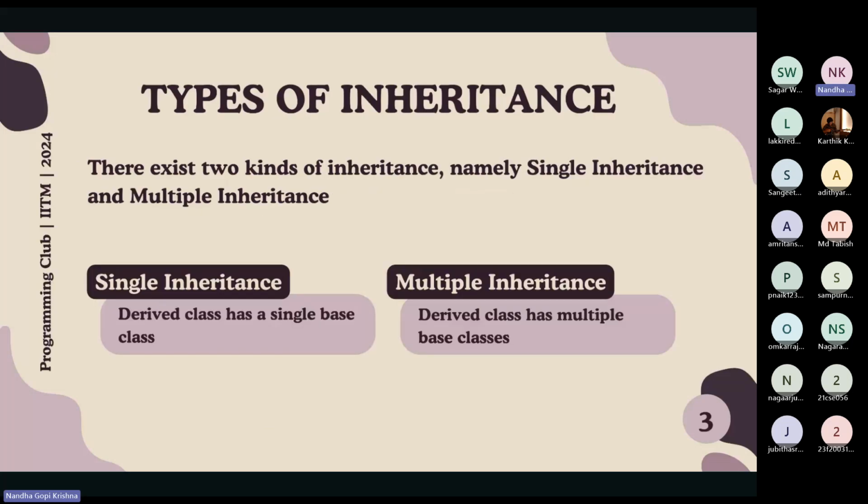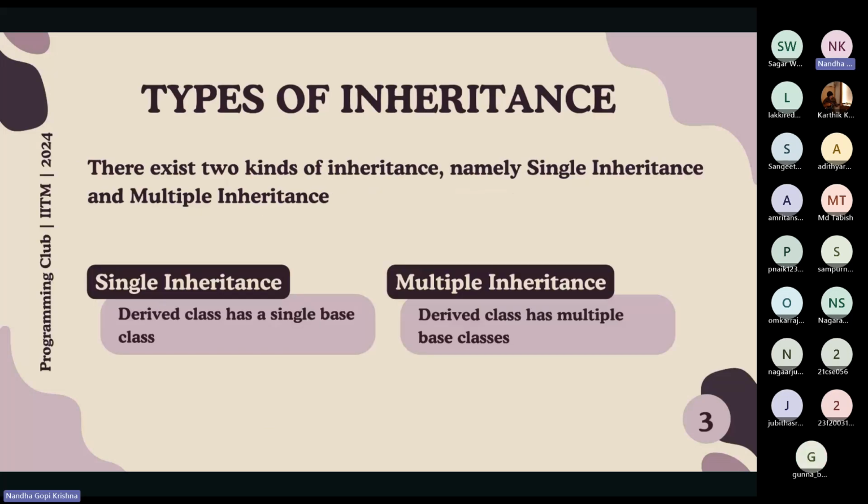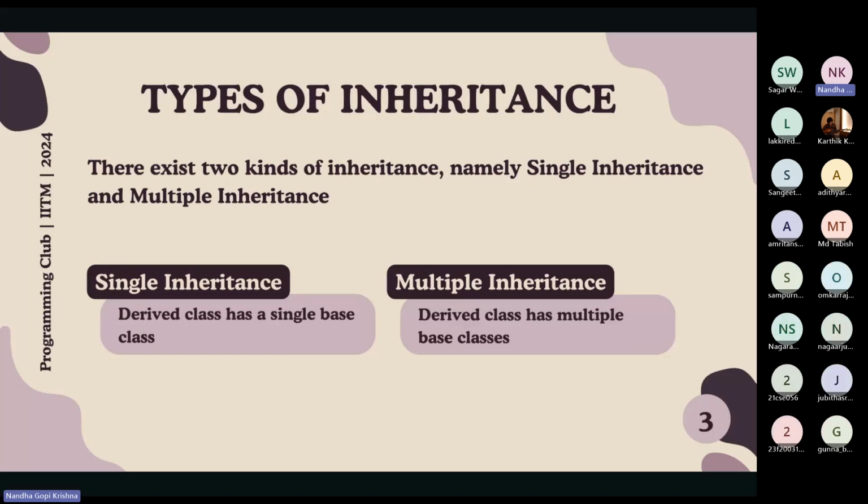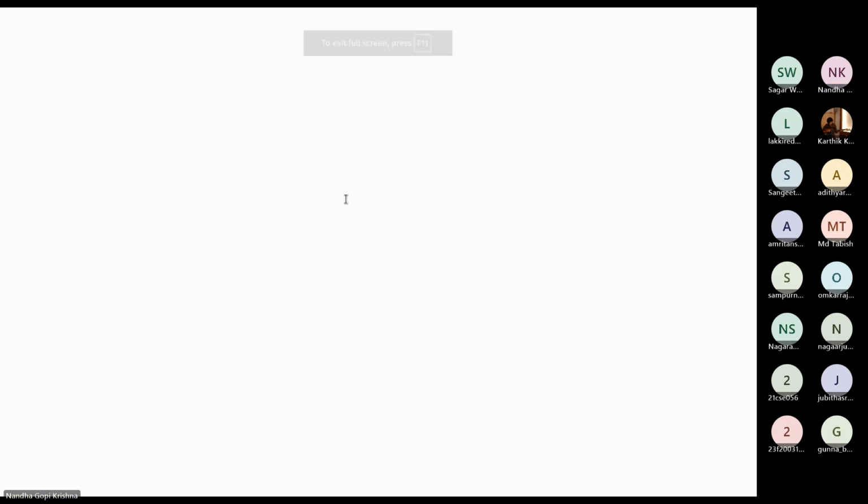Okay. So now, what are the types of inheritance? There are mainly two kinds: single inheritance or multiple inheritance. As the name suggests, single inheritance is when we just have a singular base class. Multiple inheritance is when we have multiple base classes. I will show you some examples to make you understand better.